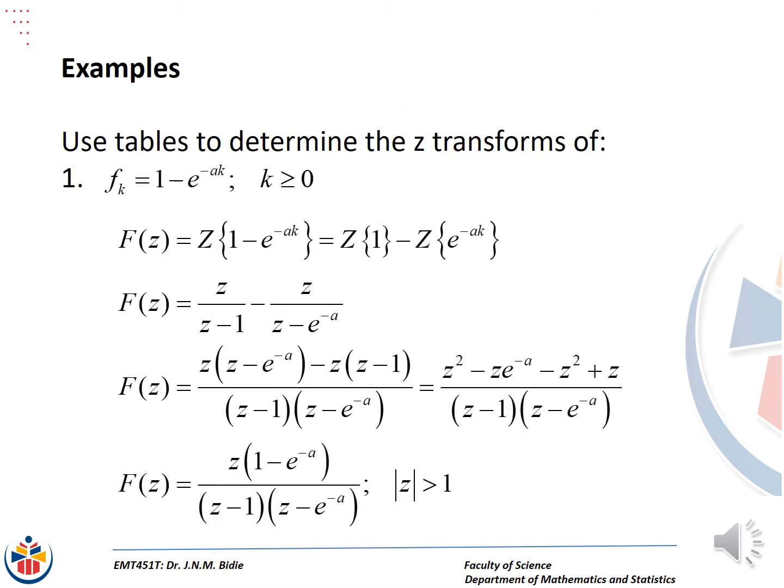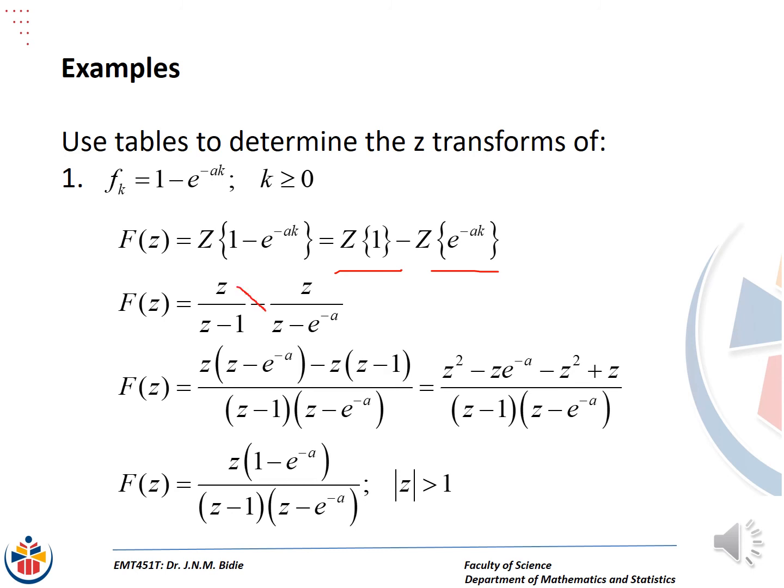Here are some more examples. Using tables, we are asked to determine the Z transform. Note that the Z transform is linear, so we can take the Z transform of each of those terms. The Z transform of 1 is on the tables, Z over Z minus 1, and the Z transform of e to the power negative ak, we had said, is Z over Z minus e to the power negative a, and then we simplify.